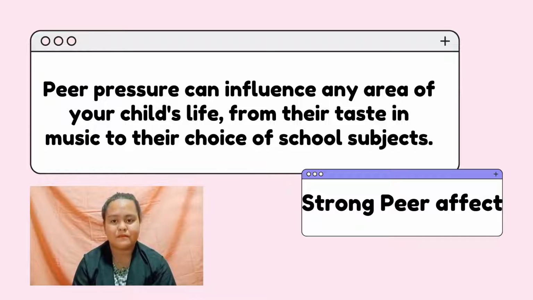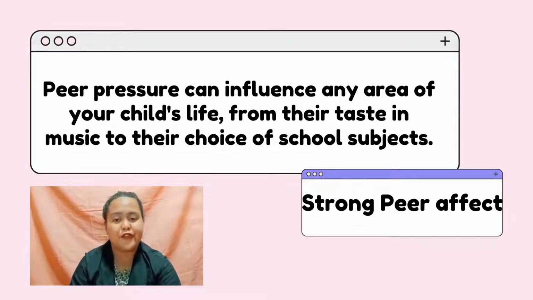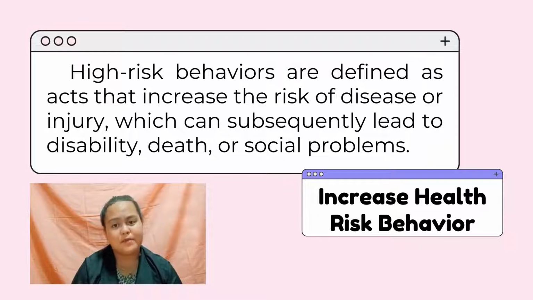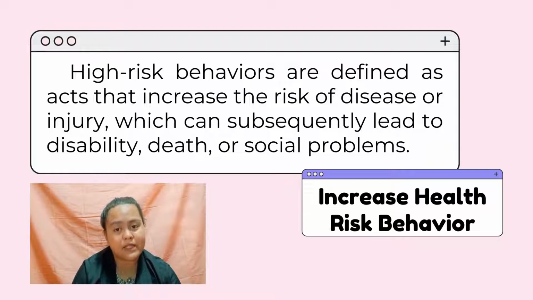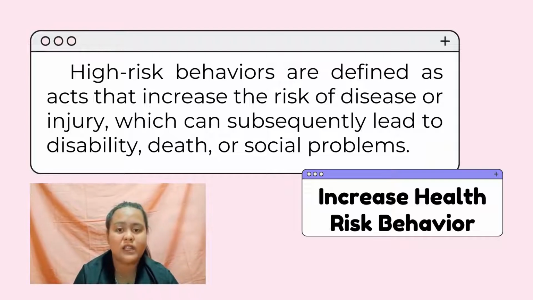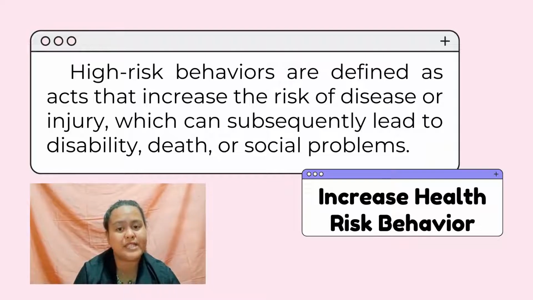Strong peer effect. Peer pressure can influence any area of your child's life, from their taste in music to their choice of school subjects. Positive effects of peer pressure include a sense of belonging and support, increased self-confidence, and on the negative side, increased health risk behavior. High-risk behaviors are defined as acts that increase a risk of disease or injury, which can subsequently lead to disability, death, or social problems. The most common high-risk behaviors include violence, alcoholism, tobacco use disorder, risky sexual behaviors, and eating disorders.